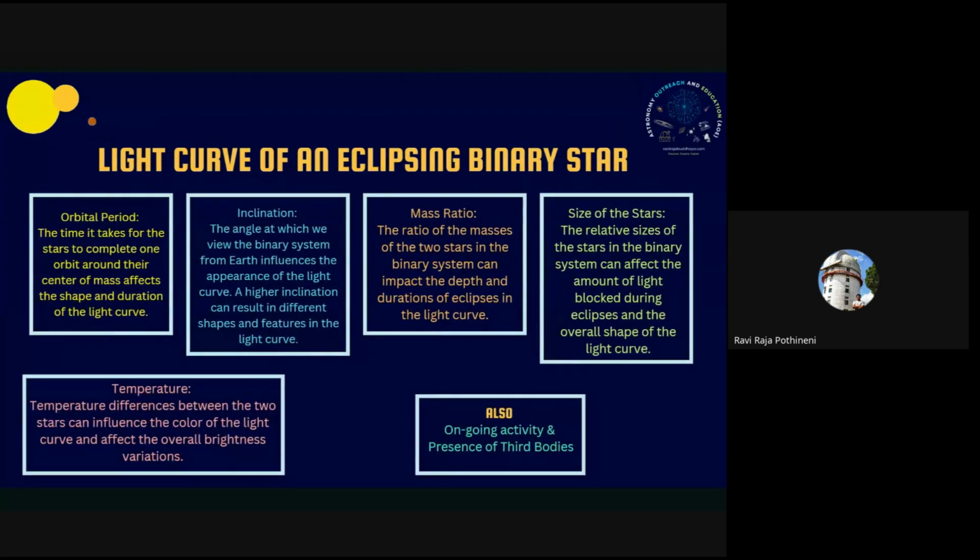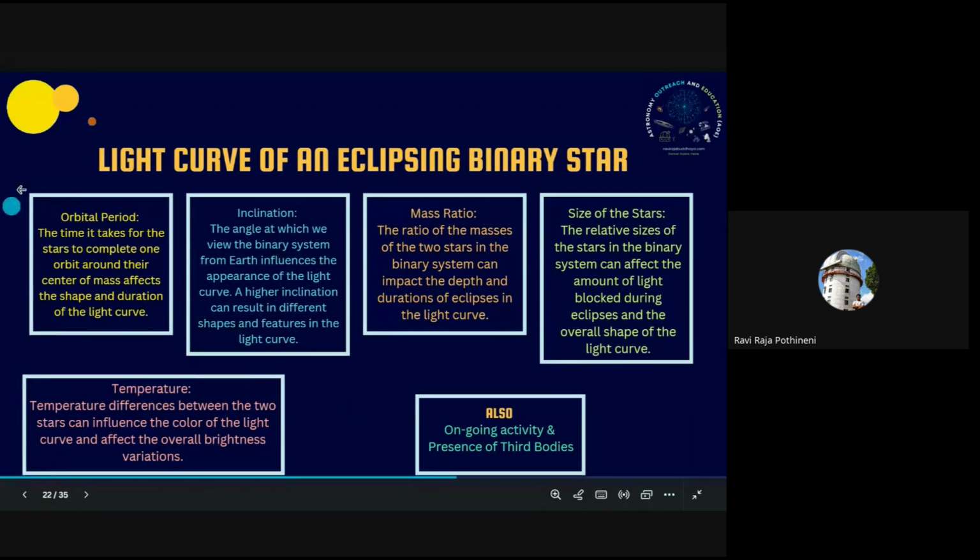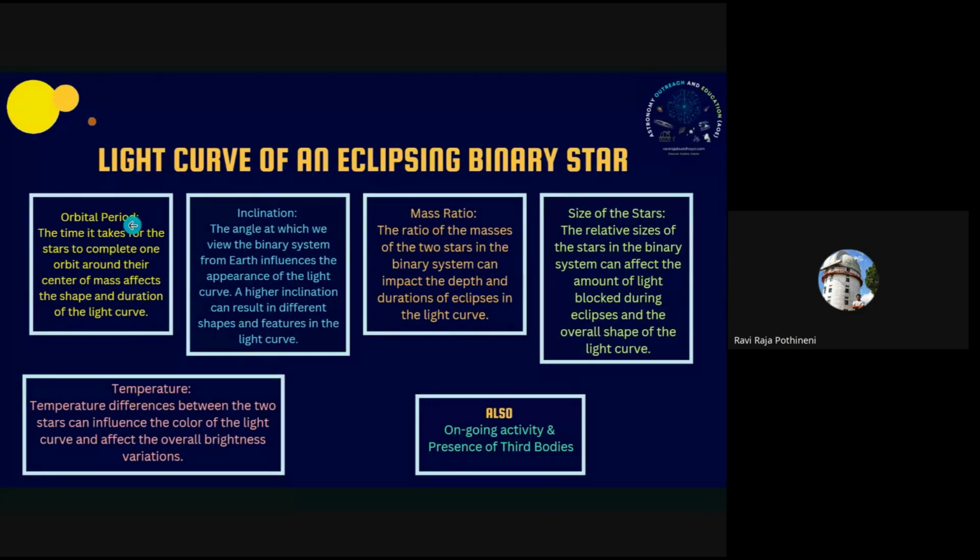Now, what do we get from the light curve of an eclipsing binary system? First thing first, whenever you get the light curve, generally astronomers don't simply observe them. We get a lot of information from the light, whatever we receive. So here, the first parameter you can easily deduce is the orbital period. Now, what is orbital period? Whatever time the stars take to orbit around each other, that is, around the common center of mass.